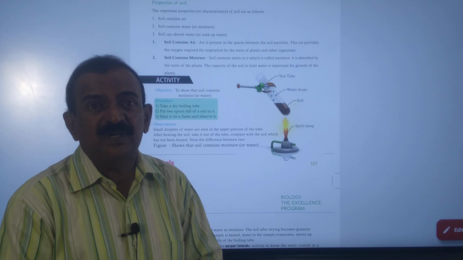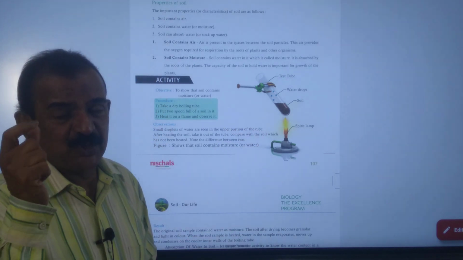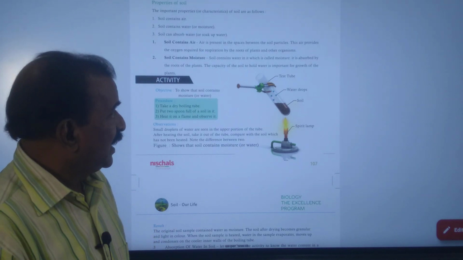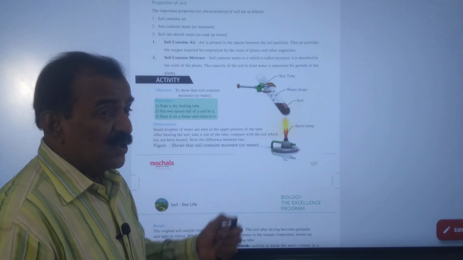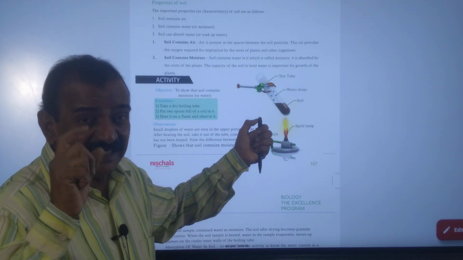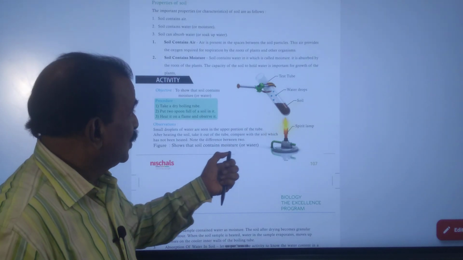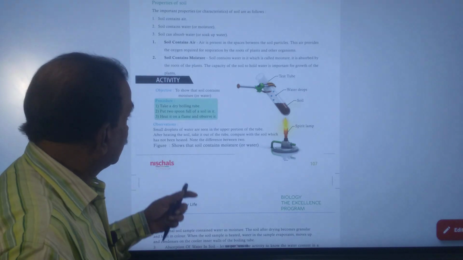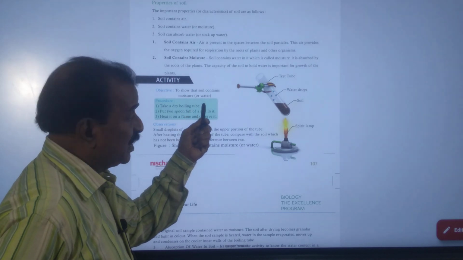Here we need to do a small activity to see whether soil has moisture or not. Take a dry test tube, take a little amount of soil and heat it over a spirit lamp. After some time you will observe the formation of droplets on the inner edges of the dry test tube. It shows that soil consists of moisture.